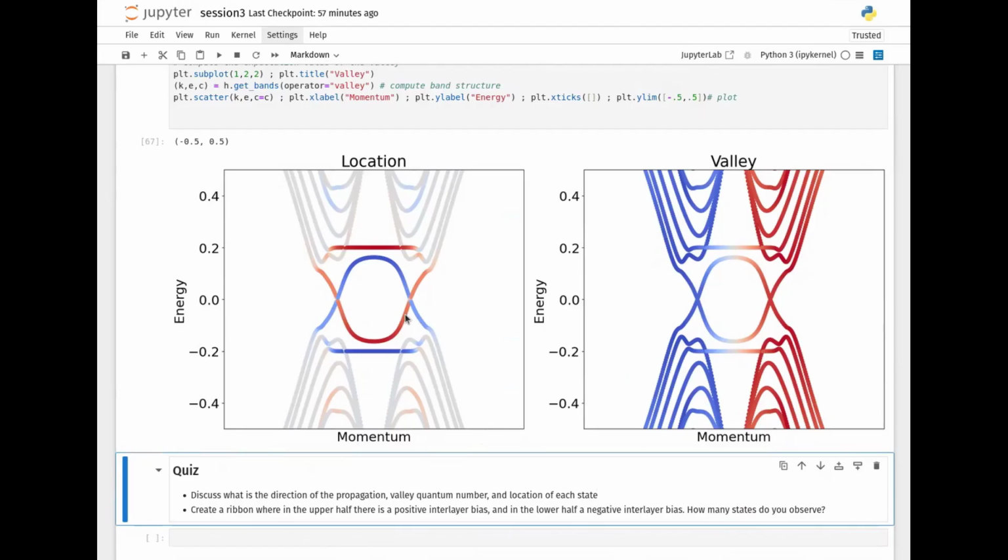And so if we focus on the states that are located in one edge, what we get is one state that propagates towards the left, another one towards the right, and they have different valley numbers. So what we get here is actually valley helical states. So in one edge, we have two states. One propagates towards the right and belongs to one valley, and the other one propagates towards the left and belongs to the other valley. So as long as valley is a good quantum number, as long as we don't have scattering between different Dirac equations, then these two states are not going to hybridize.